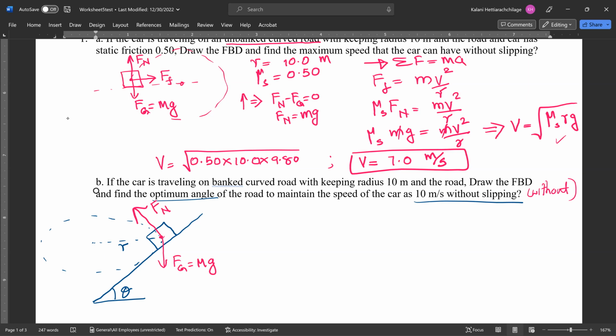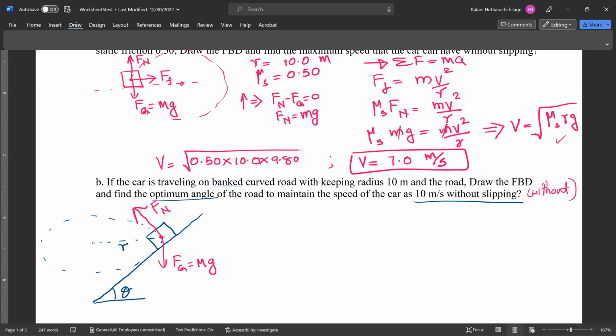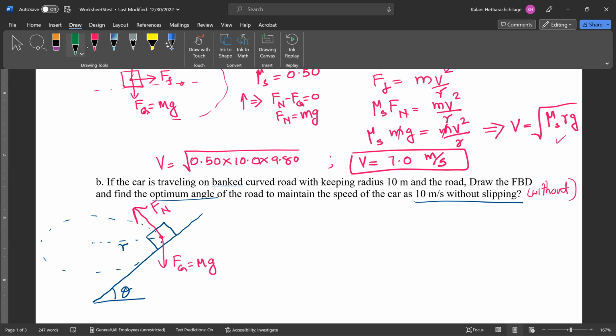You cannot do anything without the friction. That means flat roads are more dependent on friction than banked roads. On a banked road, you can take the turns even without the friction. I'm going to do it without the friction here. So those are the forces I have. Now let's draw your x-axis.